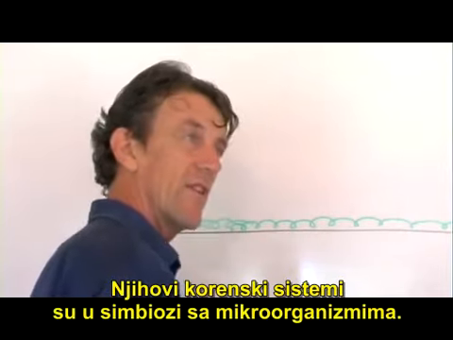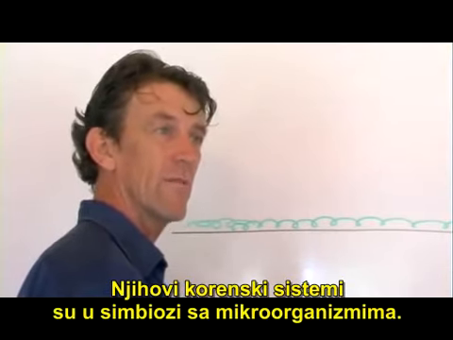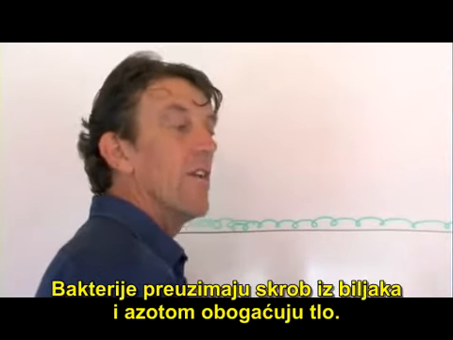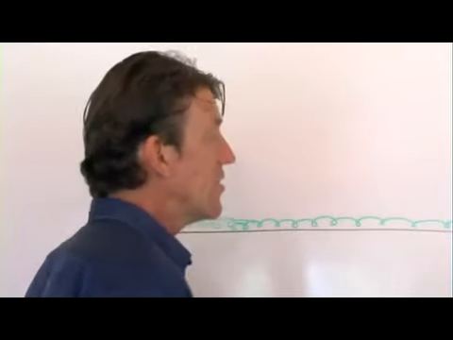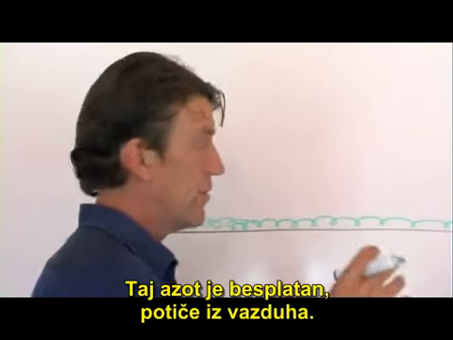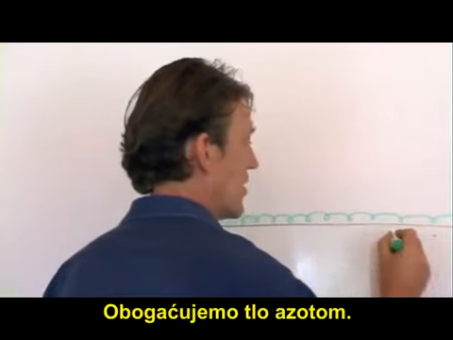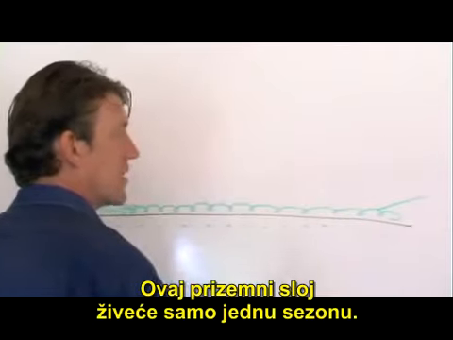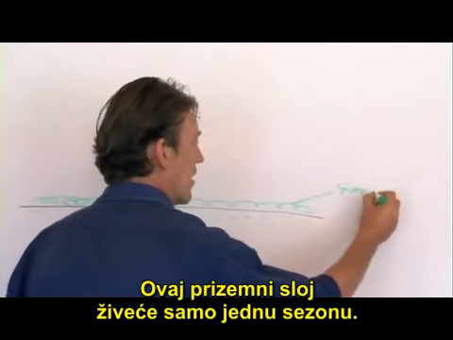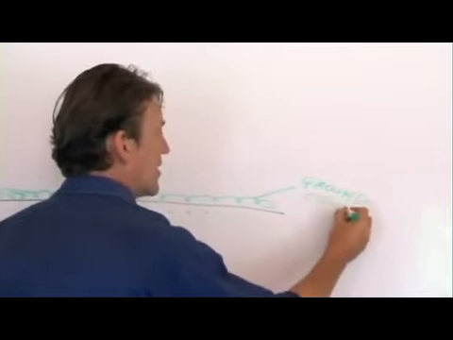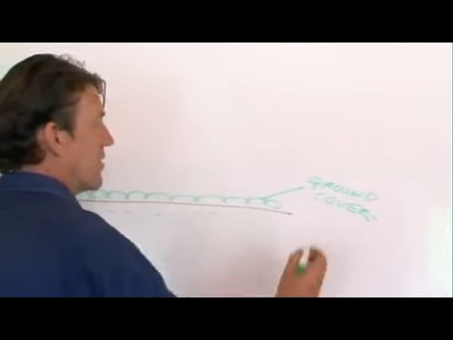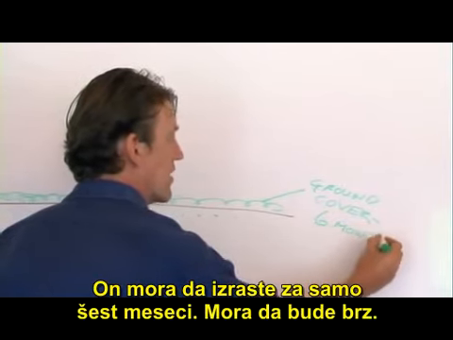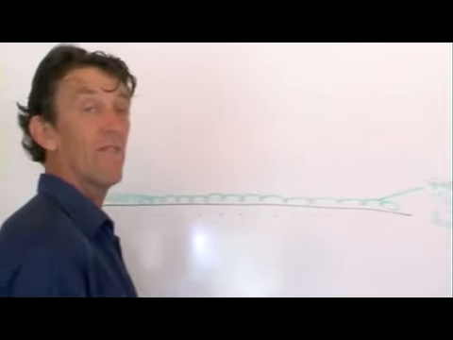They have an association in their root system with microorganisms, bacteria, that take starch from the plant and give back nitrogen and add nitrogen to the soil. And that nitrogen's free, it comes from the air. So there's nitrogen fixation in the soil. And this plant, this ground cover, can be mass planted, and it's only going to live for one season. It's got 6 months to get all its growing done. So it has to do everything fast.